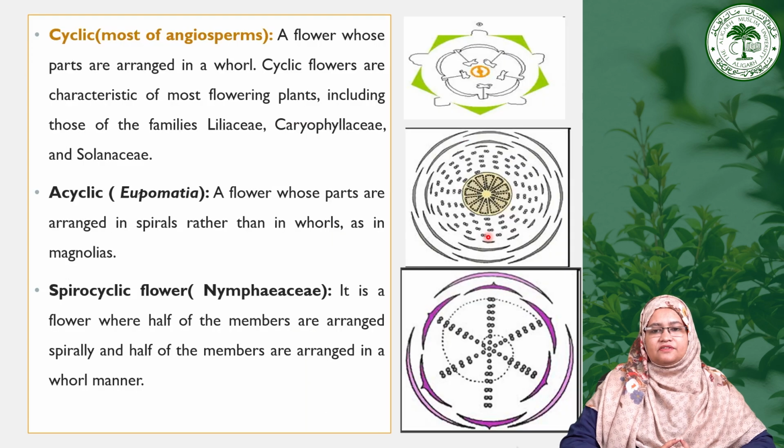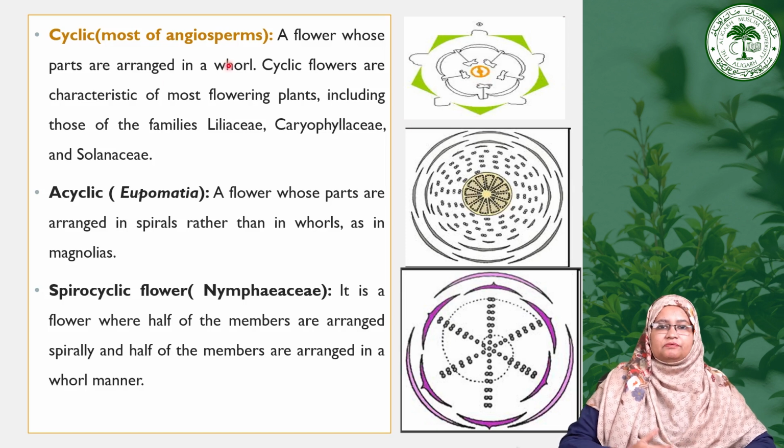Then the arrangement of floral parts may be cyclic. In most angiosperms, the flower parts are arranged in whorls, as you can see: there is a calyx in a single whorl, then the corolla in the next one, in the third one there is the androecium, and the center is the gynoecium. So cyclic is the most common type of arrangement, when the flower parts are arranged in a cyclic manner.